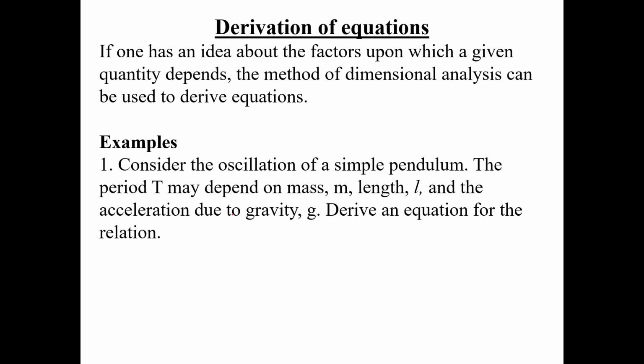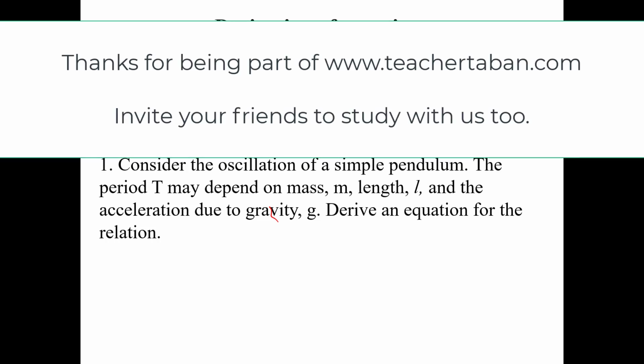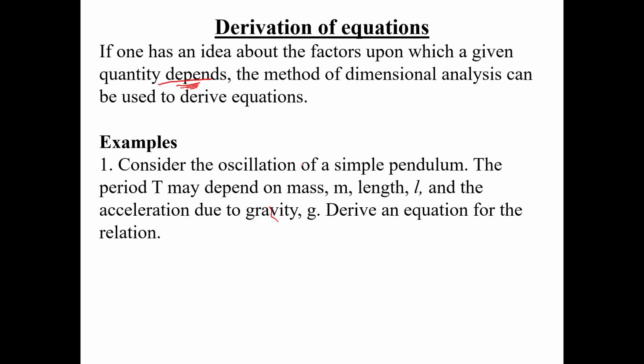The most important thing here is the word depends. In other words, those factors on which a given quantity depends. Now, let's look at this example. Example number 1. It says: consider the oscillation of a simple pendulum. The period capital T may depend on the mass m, length L, and the acceleration due to gravity g. Derive an equation for the relationship between them.